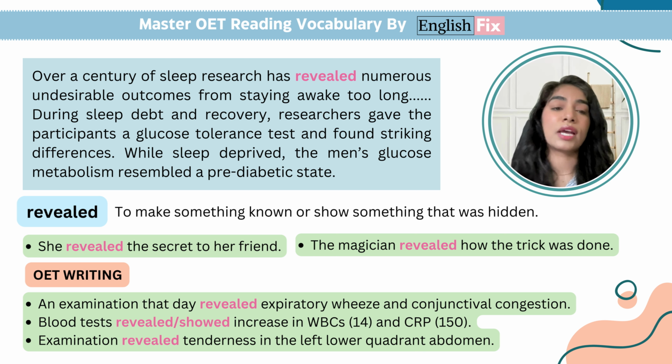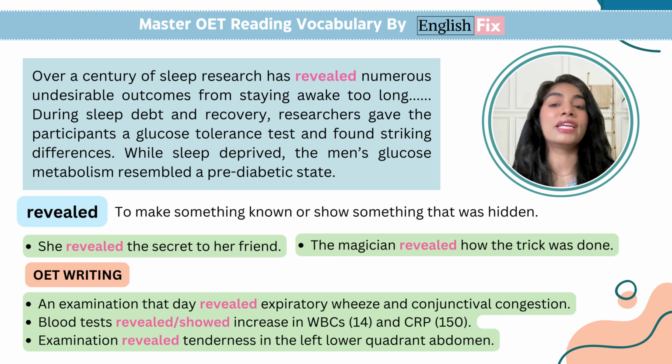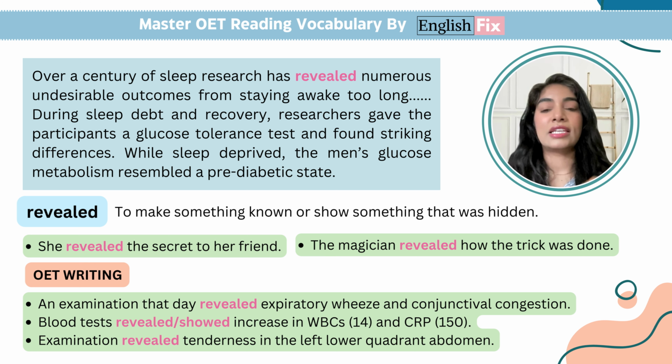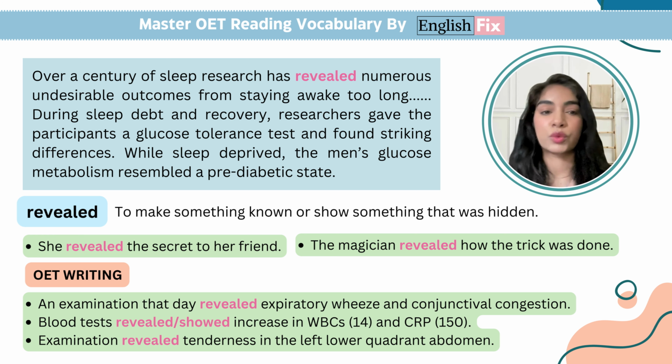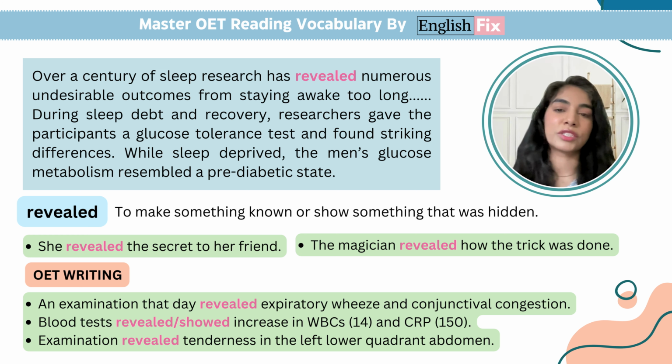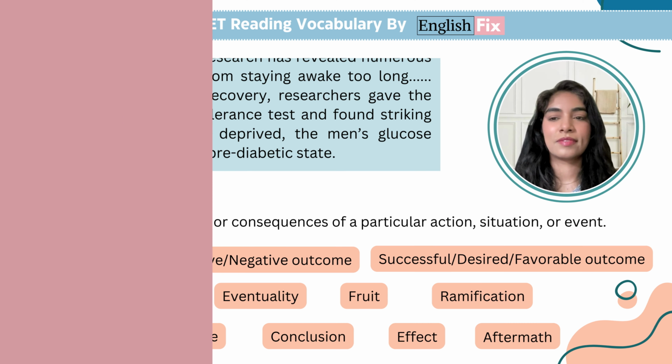left lower quadrant abdomen. Clearly, in the paragraph that we have here, they say that over a century of sleep research has revealed numerous undesirable outcomes from, and it continues. So it has shown numerous undesirable outcomes. It has given us, revealed, shown to us. So in this way, you can use this particular word revealed, especially in your OET writing.